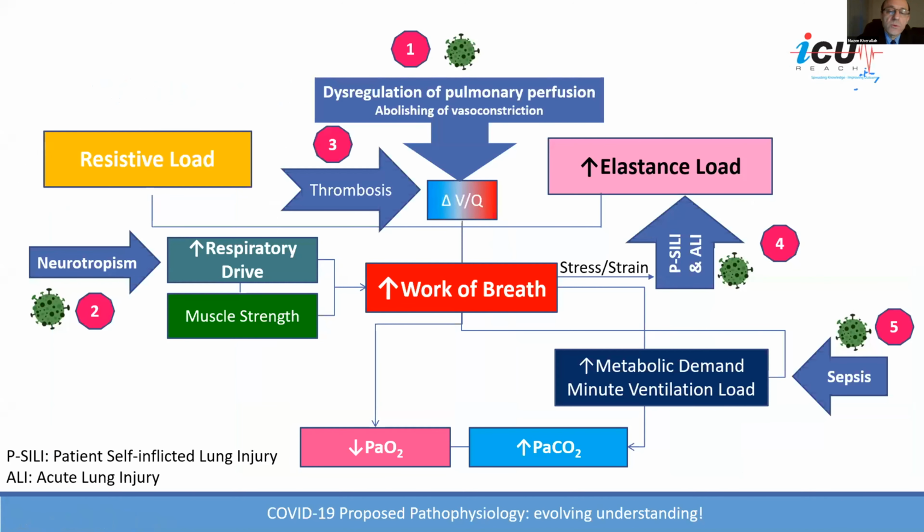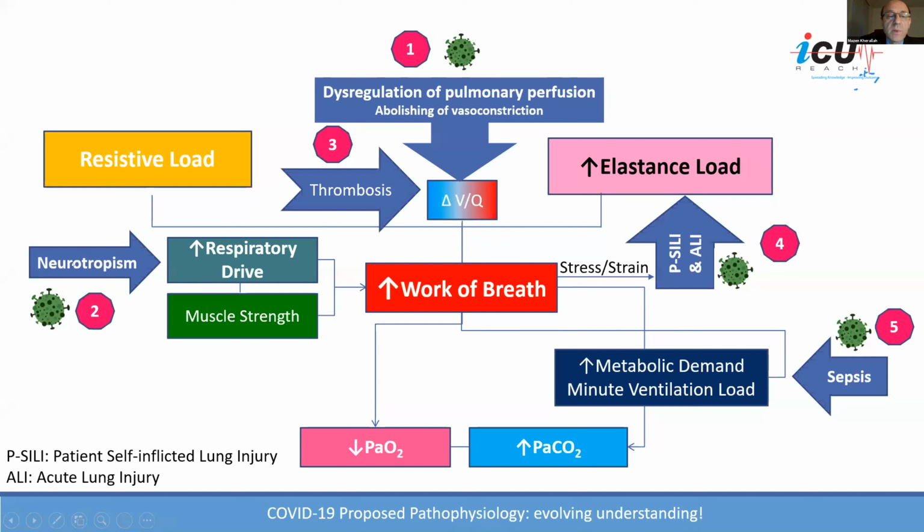So in this slide, I'm going to propose the different mechanisms and put them together so we can understand this disease. So the first thing, the virus gets into the lungs and causes dysregulation of pulmonary perfusion, and also abolishment of hypoxic vasoconstriction. This leads to VQ mismatch at the expense of more perfusion. So it is shunting because of dysregulation. That's number one. As a result of this, the patient will breathe deeply with larger tidal volume.